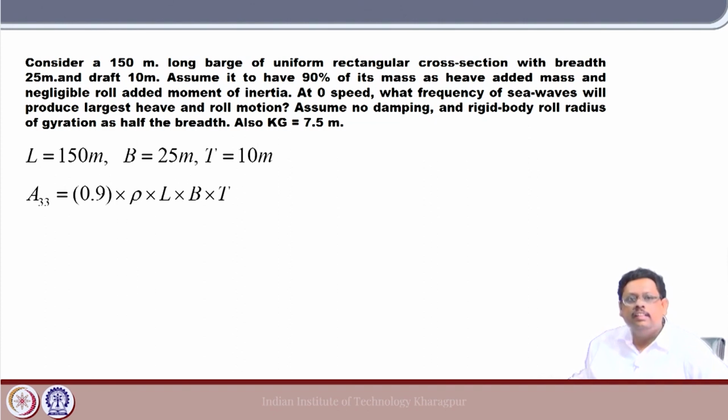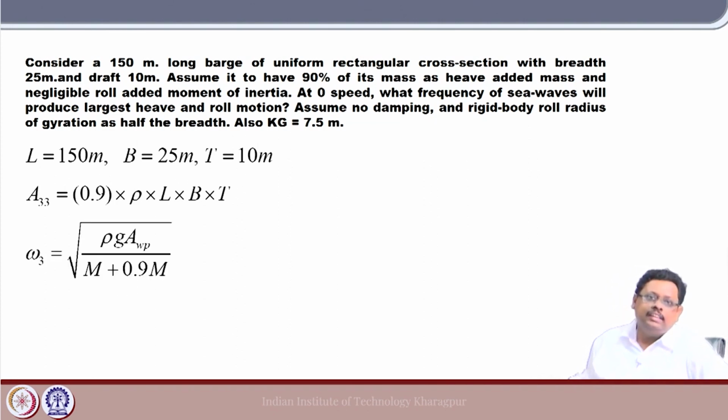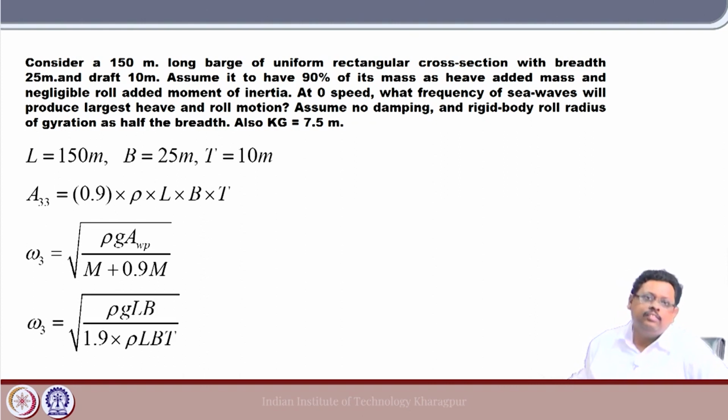So, A33 is 0.9 into m, right. Okay. And now, this is the formula for your frequency. It is rho g AWP divided by m plus 0.9 m. So, I replace m with rho into L into B into T, and I can also replace the water plane area, which is nothing but L into B. So, if we do that, this expression will come, right.